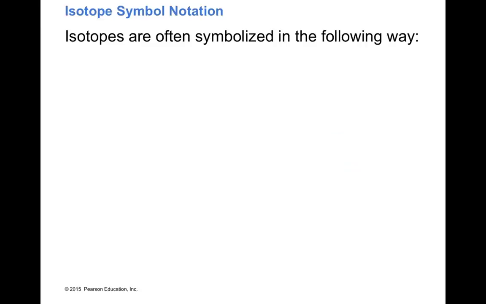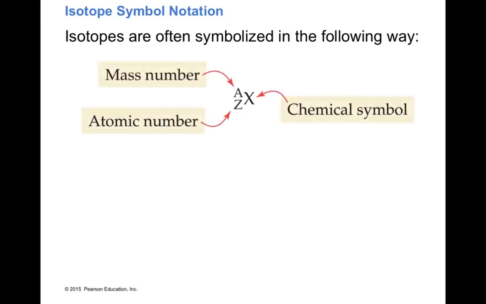Isotopes are often symbolized in the following way. Here we have A, Z, and X, where X represents the chemical symbol of that isotope. The letter A is going to represent the mass number, and this other number, represented here by Z, is the atomic number of the element, which also represents the number of protons.